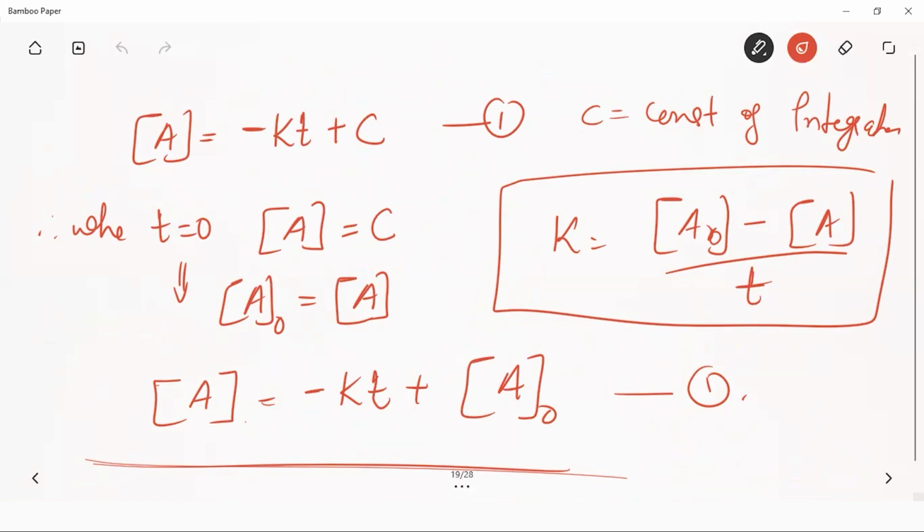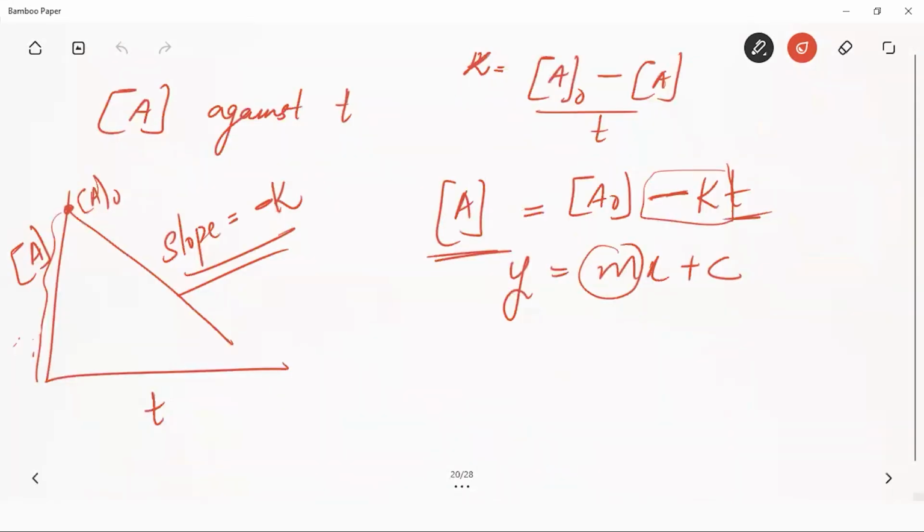You will be getting a constant c. You have to find the constant c using time equal to 0. So you will be getting the integrated rate equation for a zero order reaction as k, rate constant k, is equal to a0 minus a by t. After that, you have to go through the graphs using the straight line graph equation.